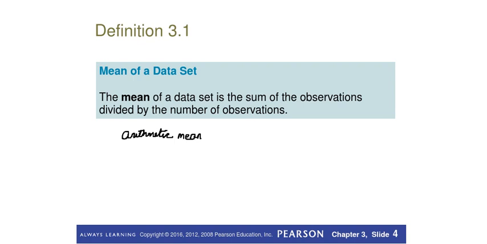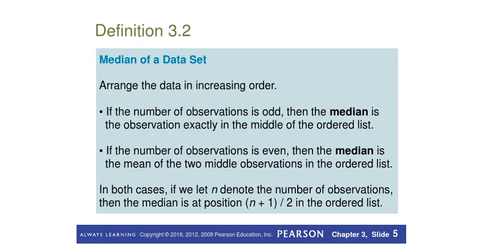Each course is worth a different set of credits, right? So you take the number of credits times the grade and divide by the total number of credits. Still, it's a kind of a mean. And so the mean of the data set is the sum of the observations divided by the number of observations. Another measure of center that most people are commonly aware of is called a median.